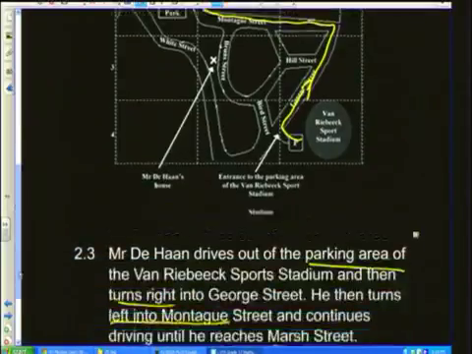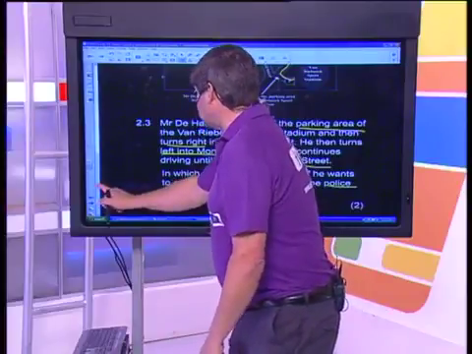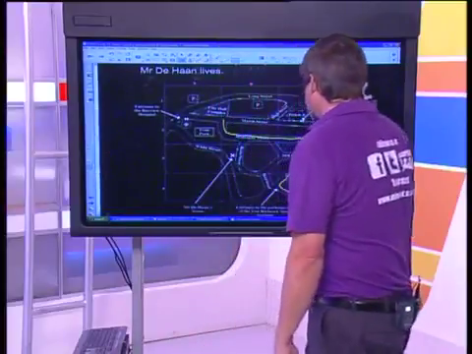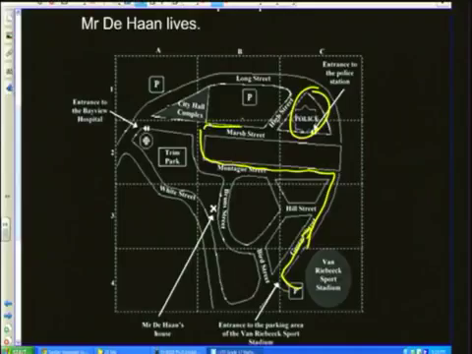Now, my next instruction tells me this: in which direction must he turn if he wants to go directly to the entrance of the police station? That sounds like trouble straight away. But he's going to the police station, so we've got to find that police station. Here's the police station. He must turn right. He's going to turn right to get to the police station.